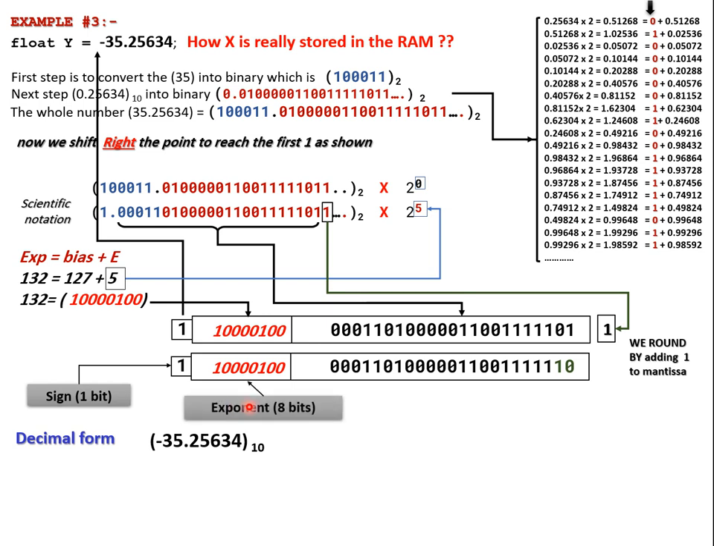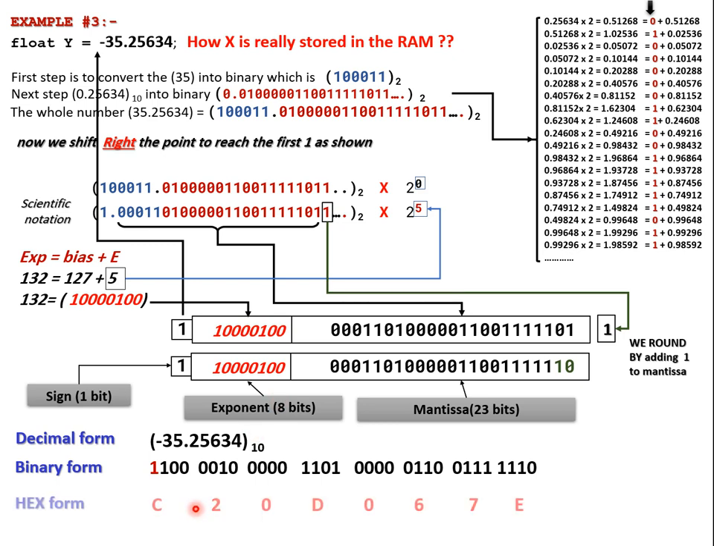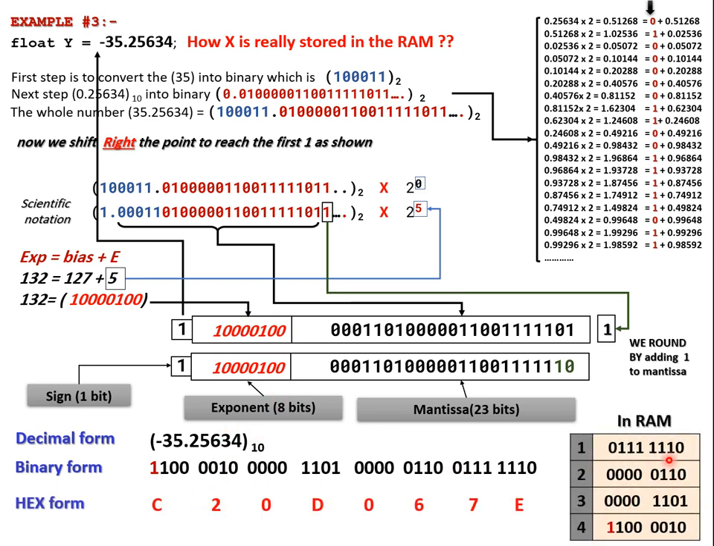See, this is the sign, the exponent, the mantissa. Not this one. This has become wrong because now we made the rounding. After rounding, this is the final updated result. Now we take this result and this is going to be stored in RAM, as you can see.